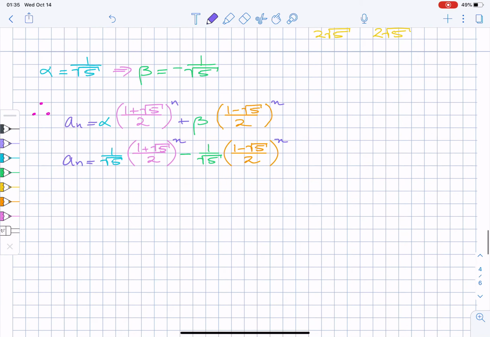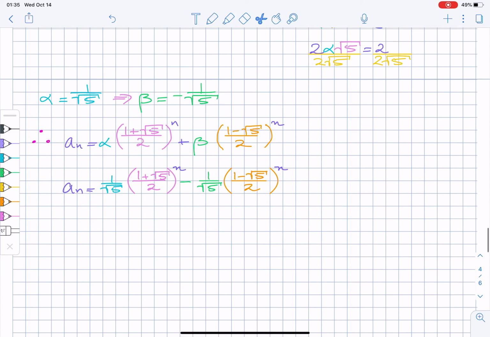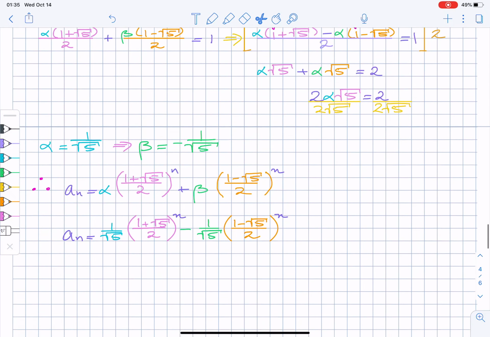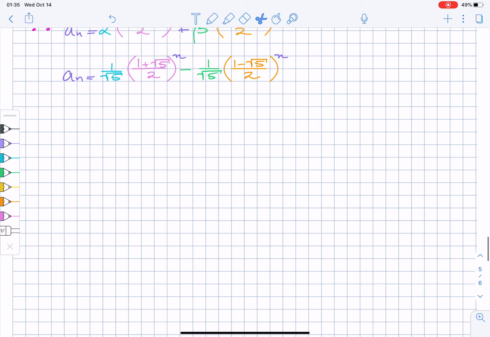That is the explicit form of this sequence. Now, why would I do this strange, really complex sequence? Well, this is a very special sequence. This is called the Fibonacci sequence. So, definition.